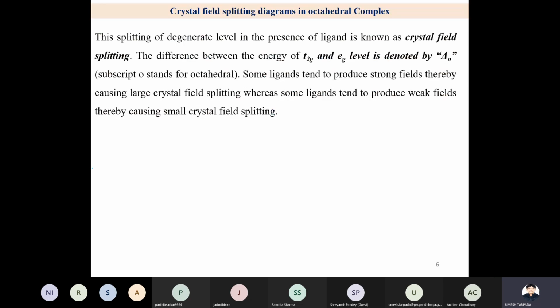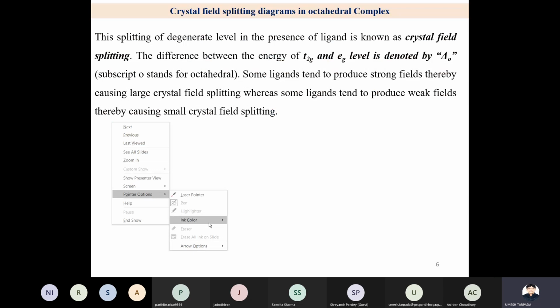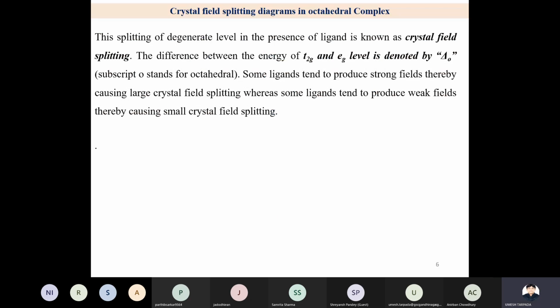So the application part is of course there in other chapters, but here we are going to cover it. So there is no need to go to that chapter separately. तो यहाँ पे चलो इसकी एप्लीकेशन देख लेते हैं कि नाउ दिस CFT इज सी वेरी क्रिस्टल फील्ड स्टेबिलाईजेशन एनर्जी.